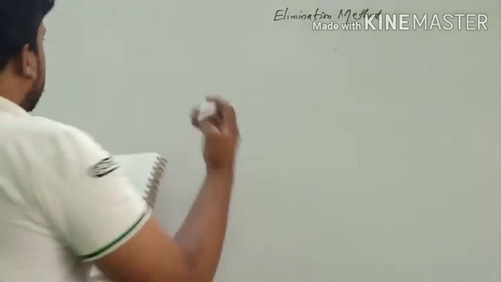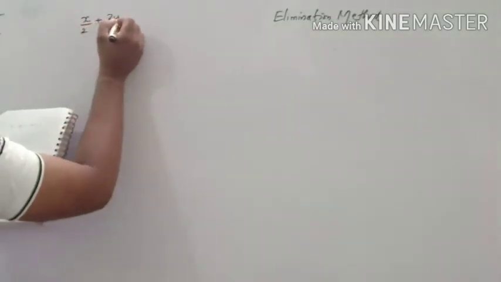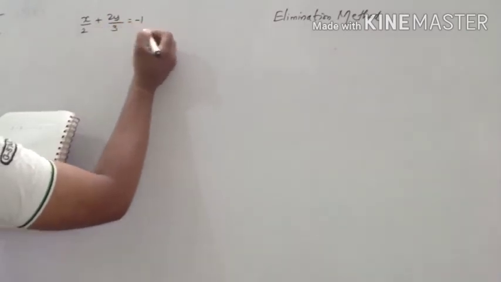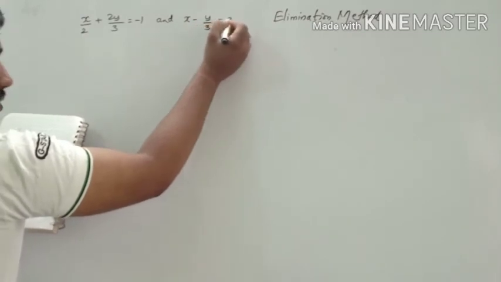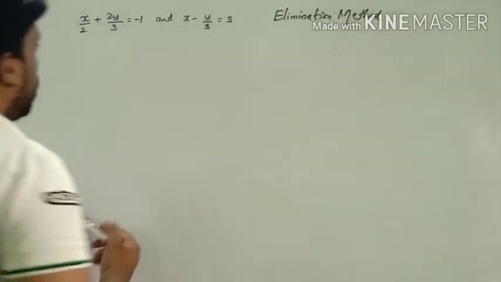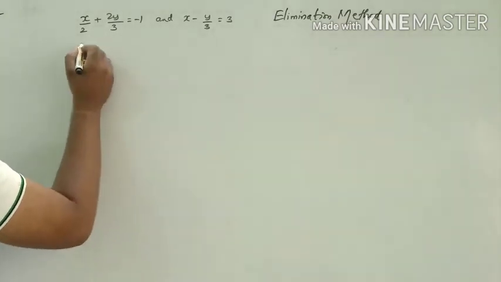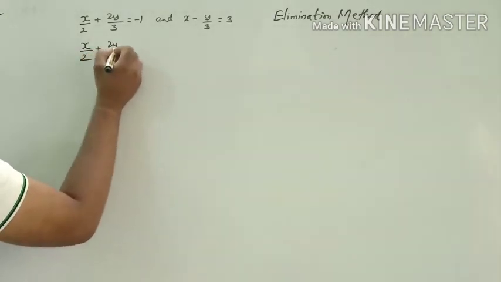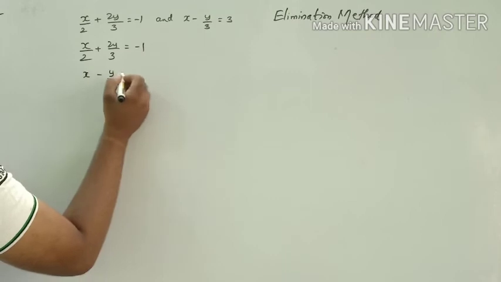Yeah. So let me take a problem like this. x/2 + 2y/3 = -1 and x - y/3 = 3. So this is the problem we have. Now let me consider these equations: x/2 + 2y/3 = -1, and x - y/3 = 3.